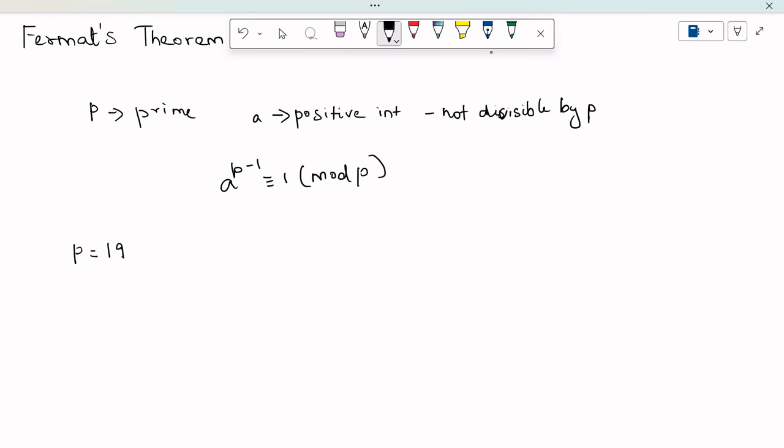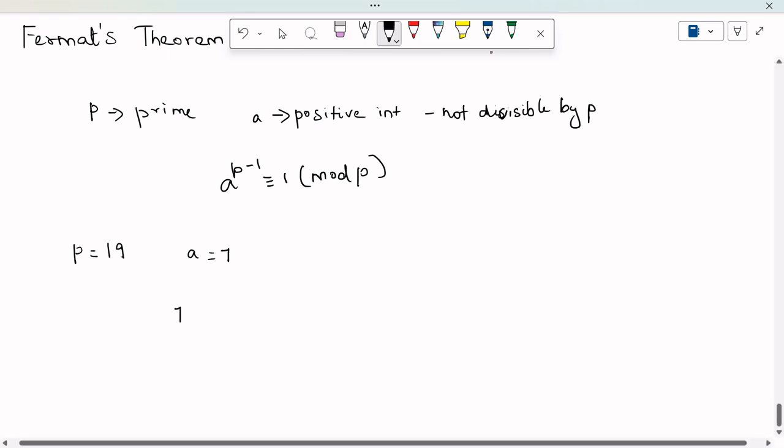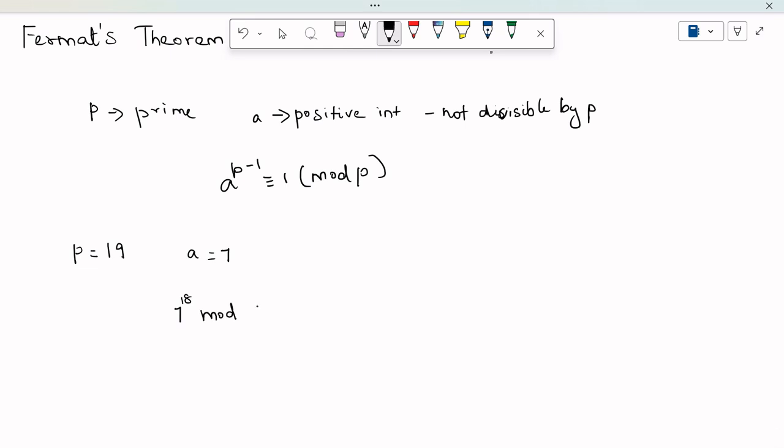We have to take any random value A. In this case, I am considering A equal to 7. It satisfies this condition, as 7 is not divisible by 19. Now we have to proceed with A power P minus 1, in the sense 7 power 19 minus 1, which is 18 mod 19. So we have to compute 7 power 18 mod 19. In turn, we have to get 1. If we are getting 1, then we can be sure that P is prime.